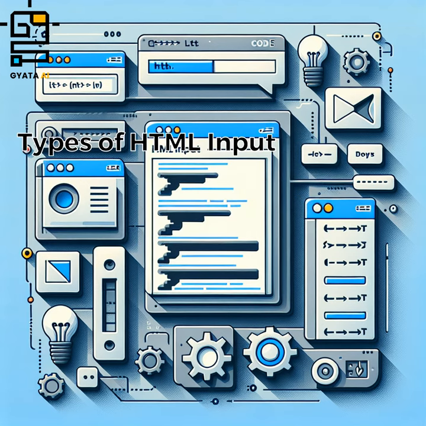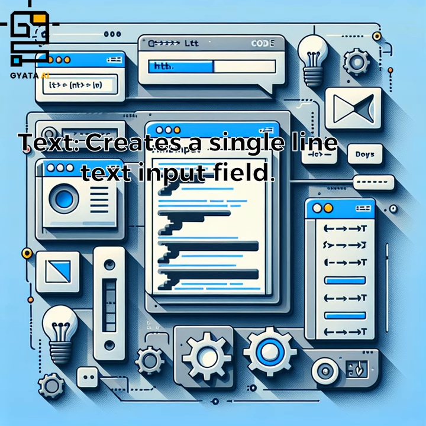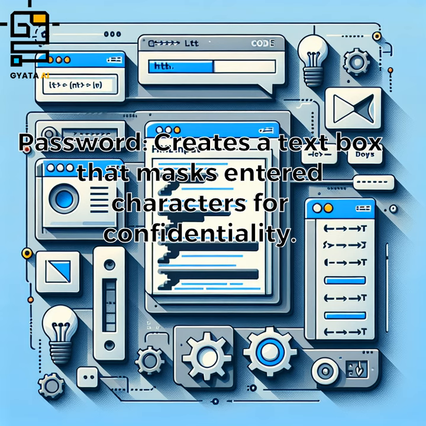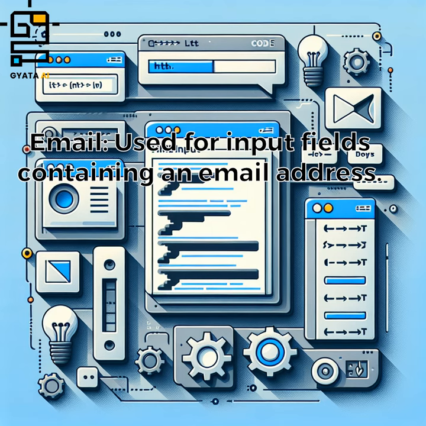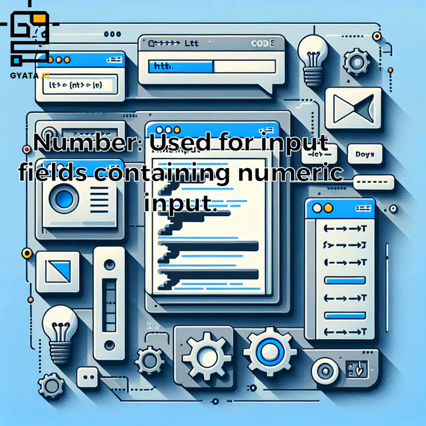Types of HTML input. Text creates a single-line text input field. Password creates a text box that masks entered characters for confidentiality. Email, used for input fields containing an email address. Number, used for input fields containing numeric input.